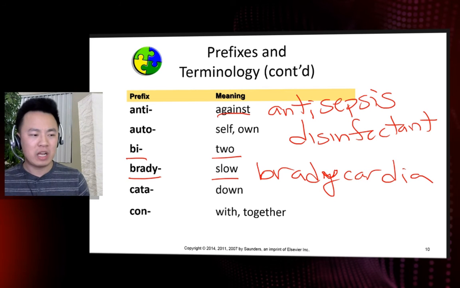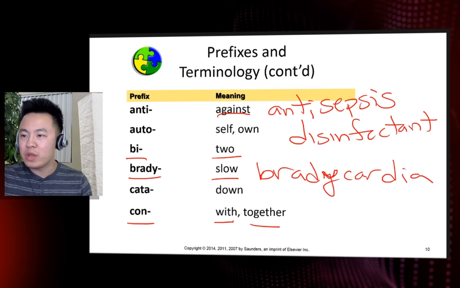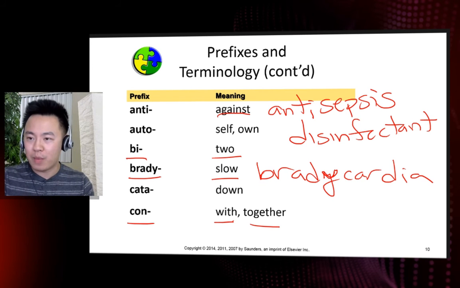I like to think of Brady as, this might sound a little silly, but what helps me remember Brady is the old TV show The Brady Bunch, when life was a little bit slower back then compared to today. We also have here con. Con means with or together, often used in Latin languages. In Spanish, con means with. There's a word here that is applicable to that. For example, congenital anomaly.